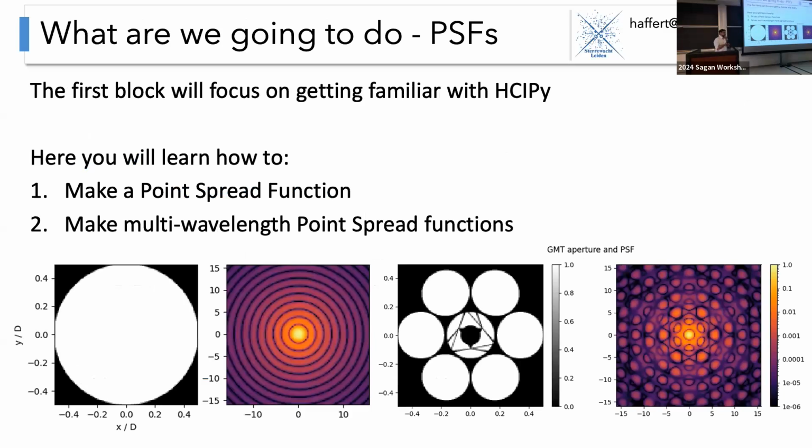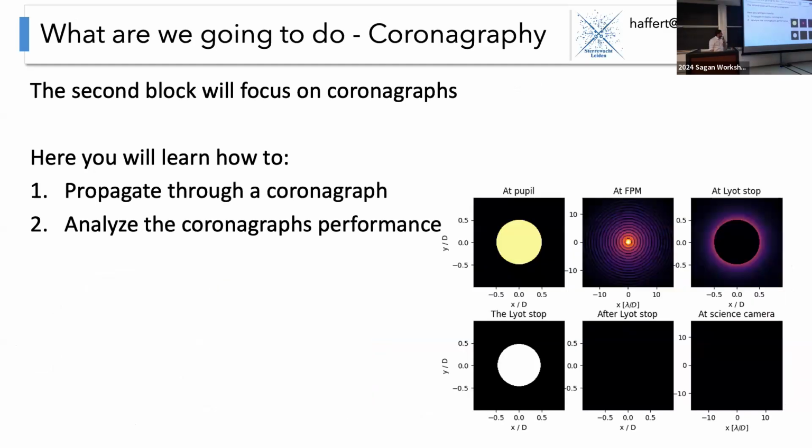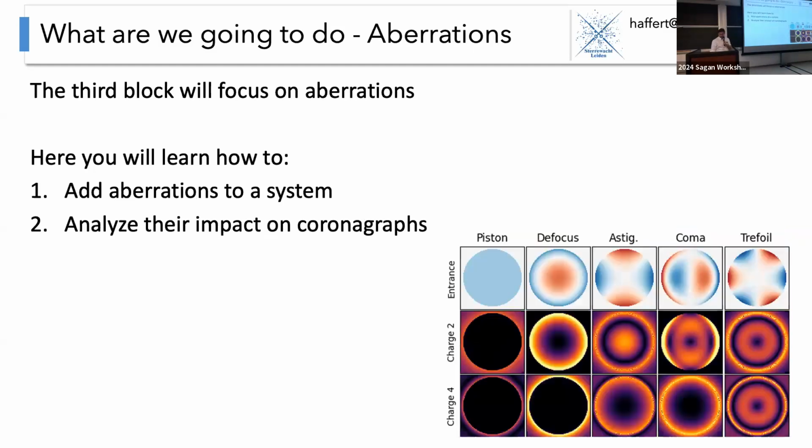So what are we going to do today? You're going to learn how to make a PSF in the beginning, so you'll get familiar with HCIPy. Here I'm showing a couple of examples, clear aperture, GMT. The second step is we'll learn how to model coronagraphs and how you can make the curves that David and Eva showed today. We'll focus a little bit on aberrations, like how aberrations impact the coronagraph. After we've done that, we will have done 3 blocks, which concludes the hands-on session.